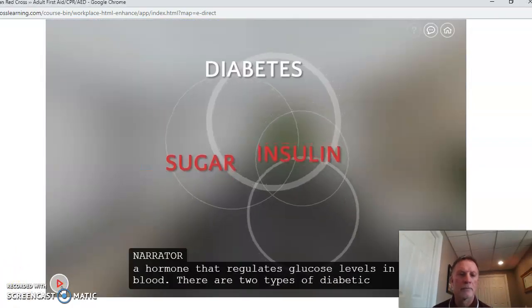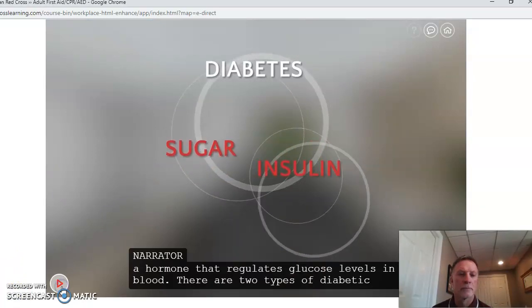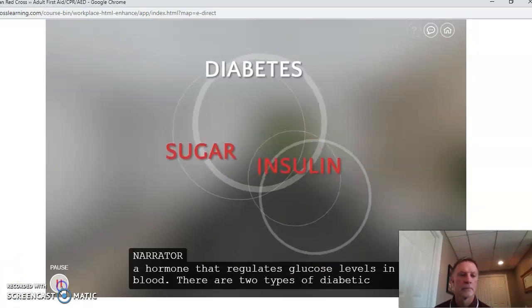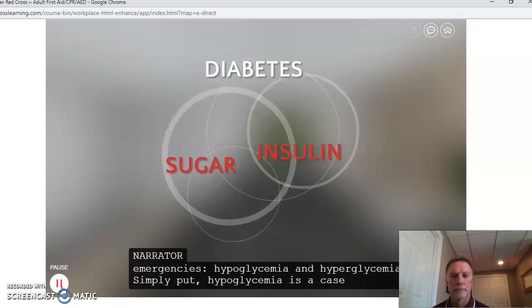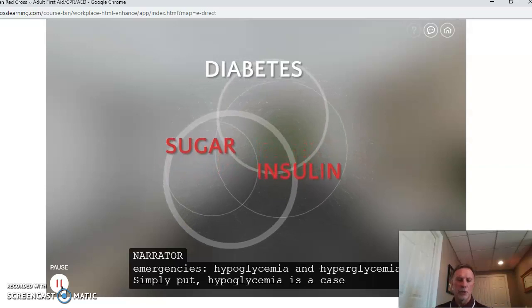A hormone that regulates glucose levels in the blood. There are two types of diabetic emergencies: hypoglycemia and hyperglycemia. Make sure you remember those two.